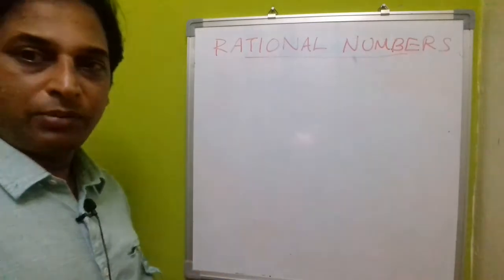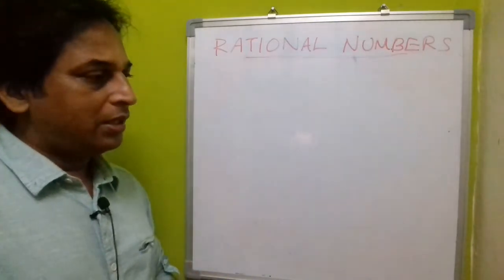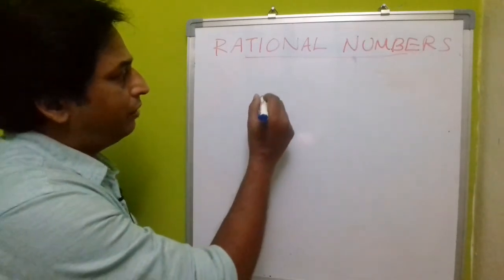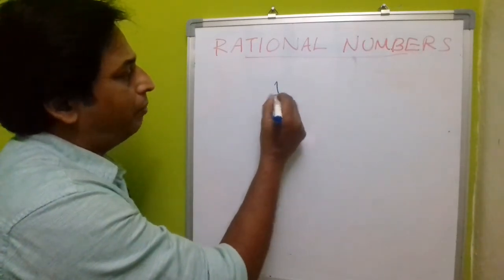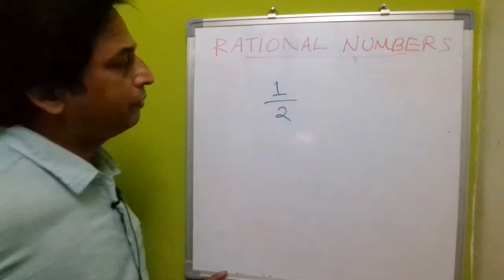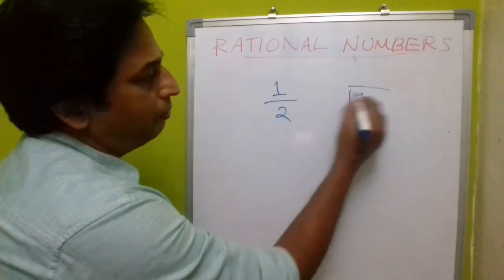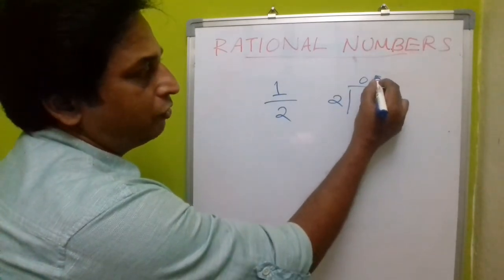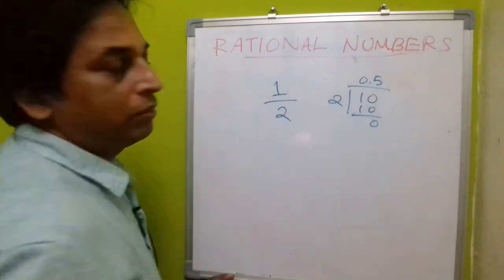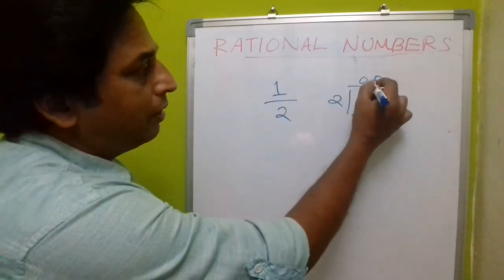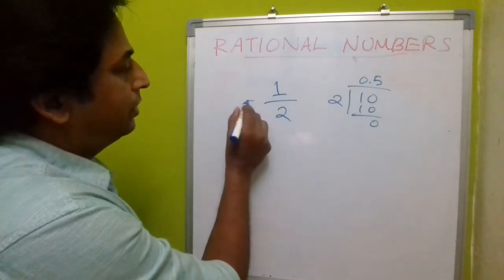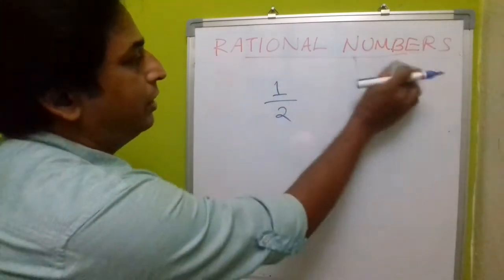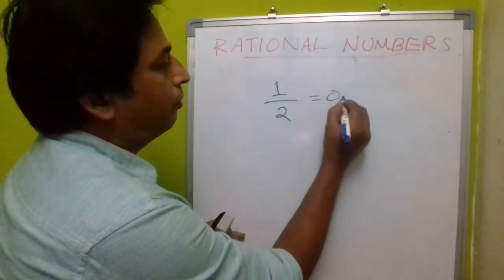There are two types of rational numbers based on the decimal expansion. If you write the number 1 by 2 and divide 1 by 2, what will you get? You will get 0.5. So the decimal expansion of 1 by 2 is 0.5. I will write it here. This is 0.5.